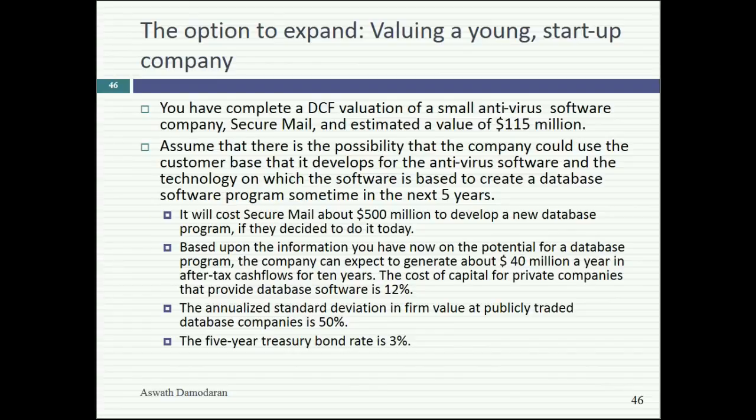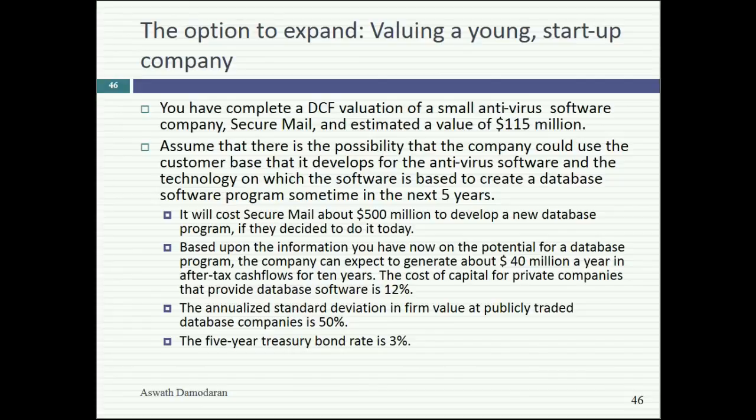But then I say, wait, there's one more thing I need to tell you about this company. As this company runs its business over the next 5 years, it's going to be collecting data on its customers. Because it's selling virus software, it's collecting data from its customers, which it can use to develop a new database program. It'll cost it $500 million to develop that new database. So if it decides to go with this new database business, it'll cost $500 million to enter. And if it does enter that business, based on what they know today, which could change in the future, they think they can make about $40 million a year after taxes, free cash flows for the next 10 years.